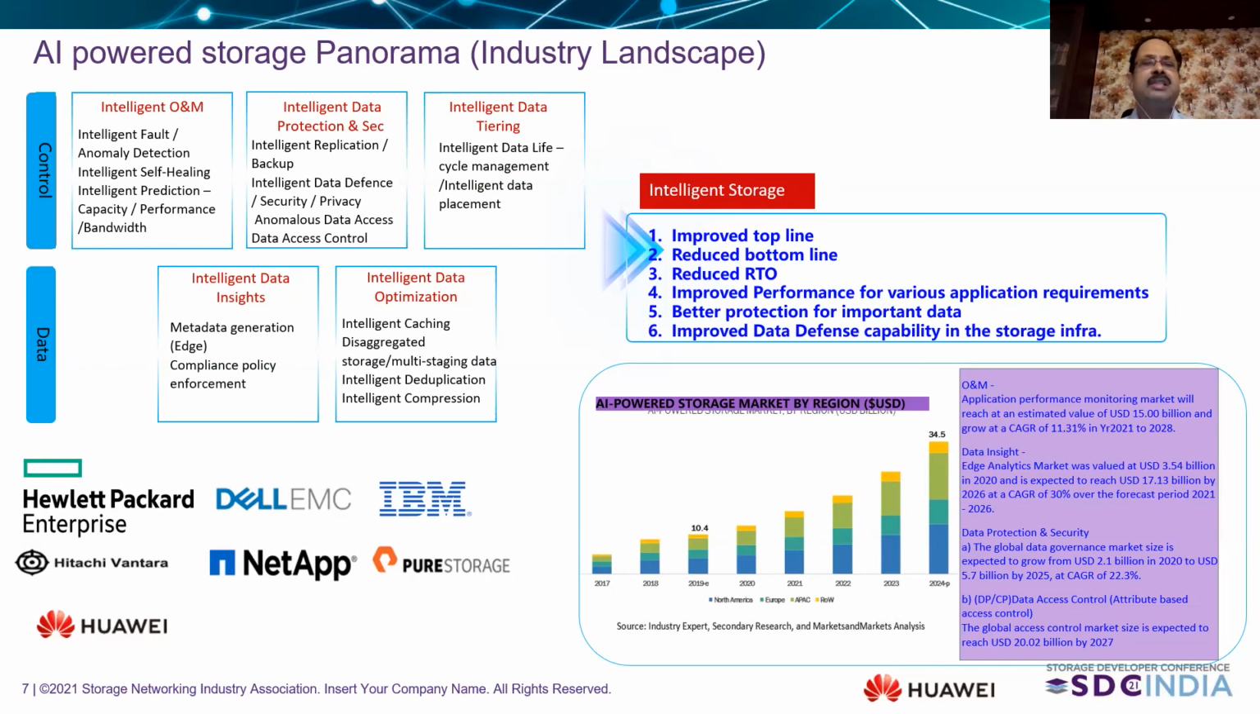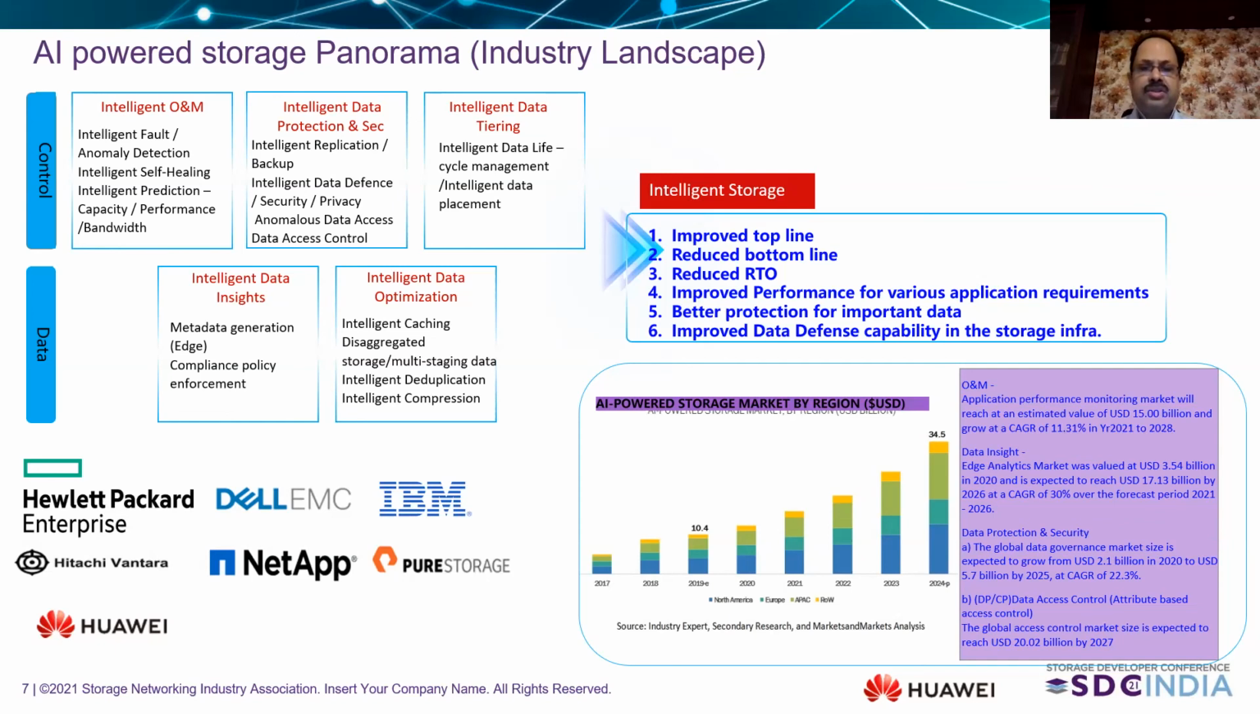Intelligent data optimization is the multi-staging of data depending on the data. This is data plane because depending on the data content, multi-staging of data can be done. Intelligent data deduplication, intelligent compression. That kind of area is intelligent data optimization. So data tiering and data multi-staging are different. Data tiering depends on the data access pattern, whereas depending on the content, we can do the multi-staging of data.